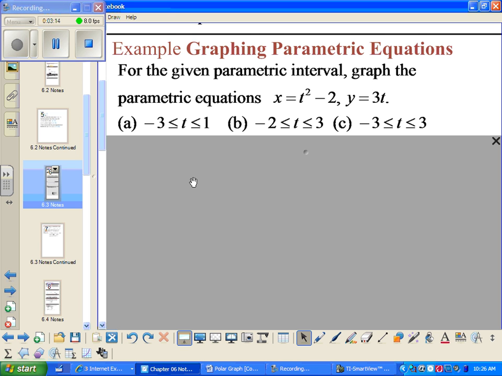What I want you to do now is type into your calculator x equals t squared minus 2 and y equals 3t. And then we're going to see what graph we get on the t interval -3 to 1, and then we'll see how that's different from -2 to 3, and compare that to -3 to 3. So go back to your calculator and type in x equals t squared minus 2 and y equals 3t.